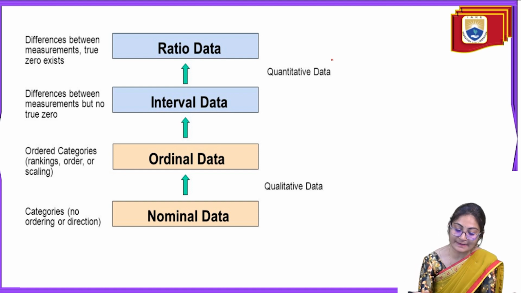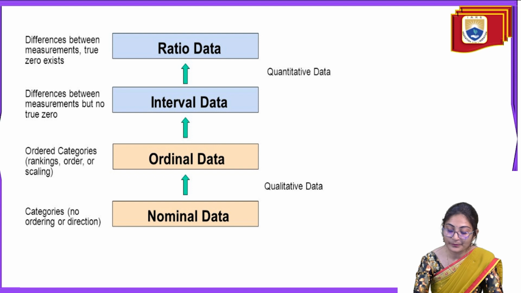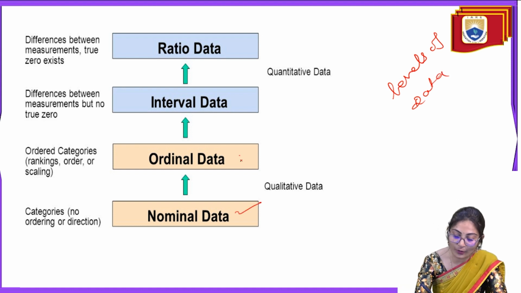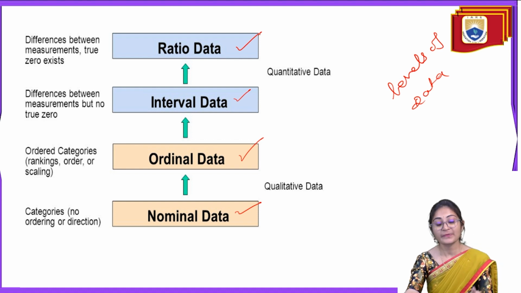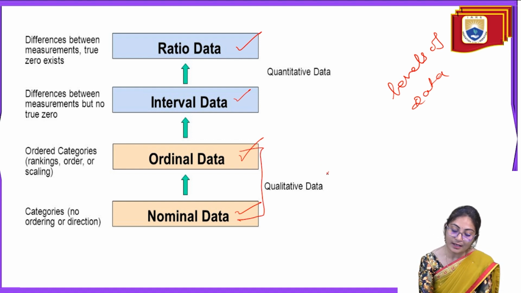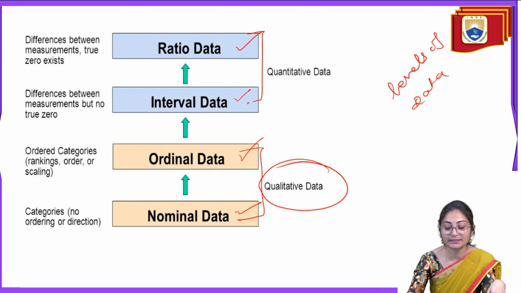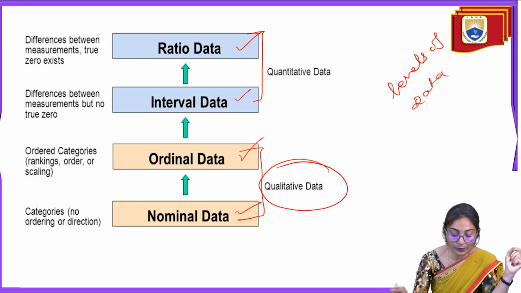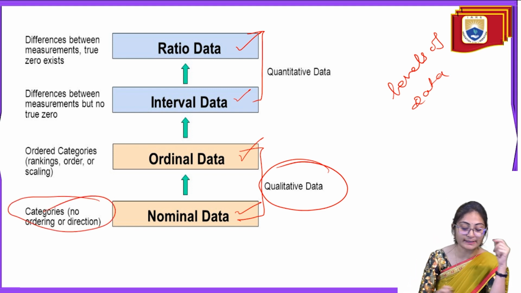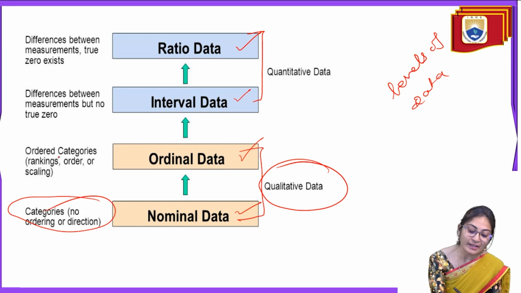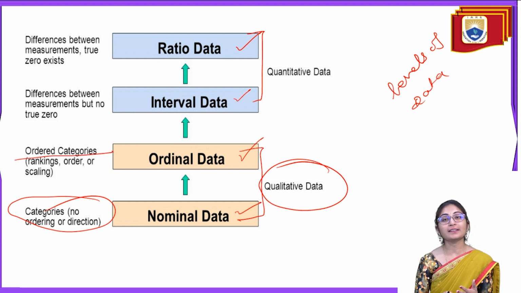Now in this diagram you can see the different levels of data. There are four different levels of data: nominal data, ordinal data, interval data and ratio data. Here ordinal data and nominal data are qualitative data, and ratio data and interval data are quantitative data. So nominal data will just show the categories. That means there is no order or direction. Then ordinal data will show ordered categories, like rankings, order, scaling.